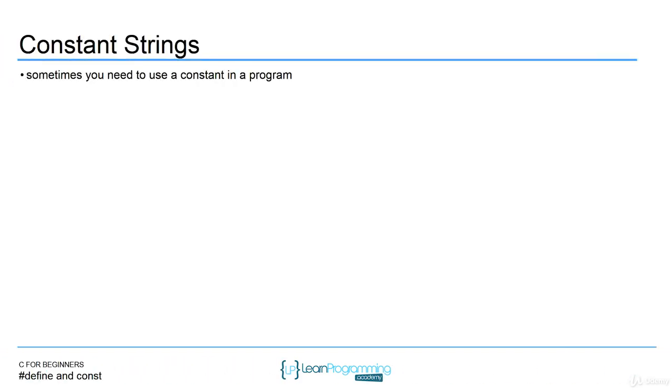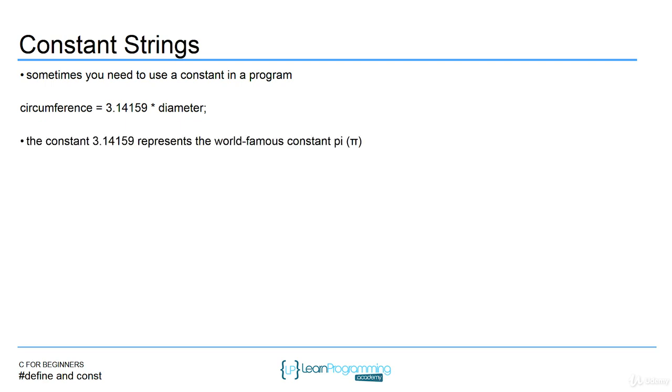So a constant is sometimes necessary in your program where you do not want the values of your variables to ever change. For example, if we were creating a circumference calculation, we would do 3.14159 times diameter. 3.14159 is a constant. It never changes. It represents pi. So it would be really nice if instead of using that magic number, we could use a variable and make sure that that variable never changes.